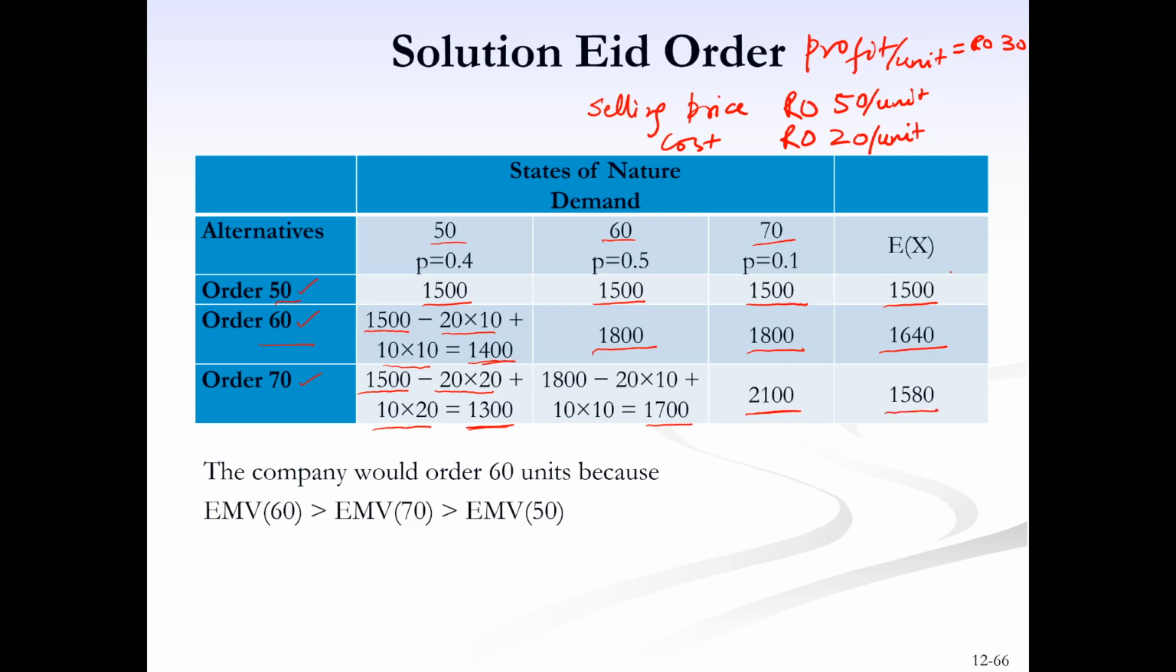So the highest expected value is 1640, and we will order 60 units. So this is a nice problem. The only big trick, or the first trick, was about the alternatives, and once you decide the alternatives, it was easy.